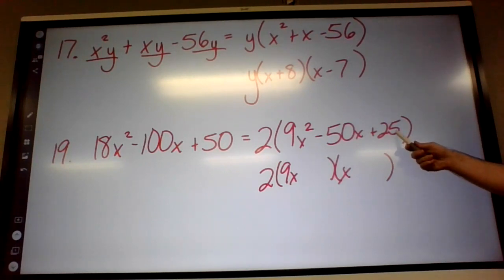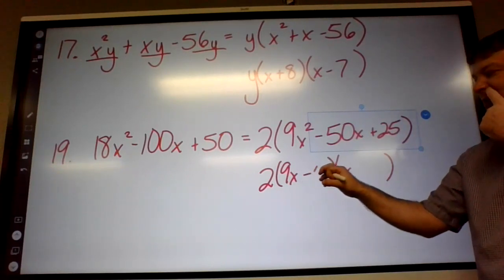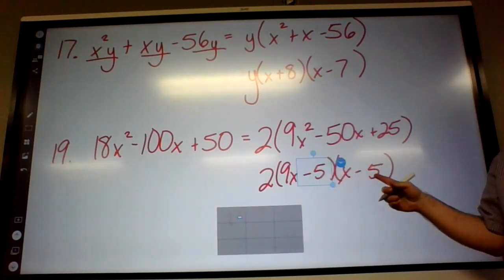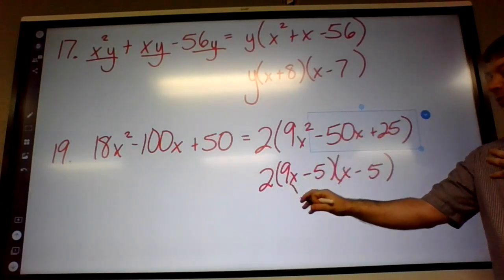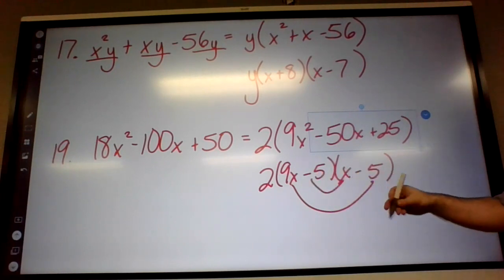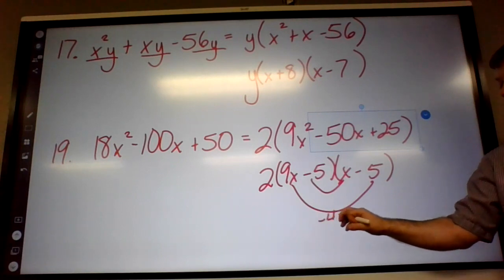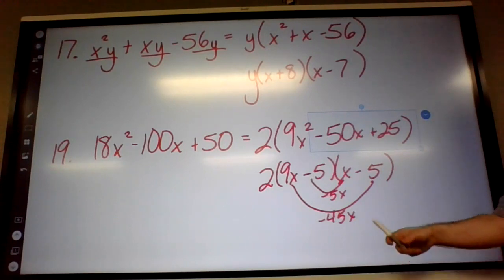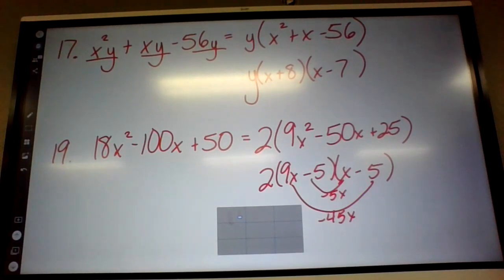Okay, I probably should have left the 5s alone, right? Because there's not a lot that goes into 25. 5 times 5, 1 times 25. So it's probably still the 5s. And I use negatives because they still multiply to positive, but they're going to need to add up to negative 50 when I FOIL it. So now the outsides are negative 45x, and the inside is negative 5x. Does that add up to this? Yes. So that's it.